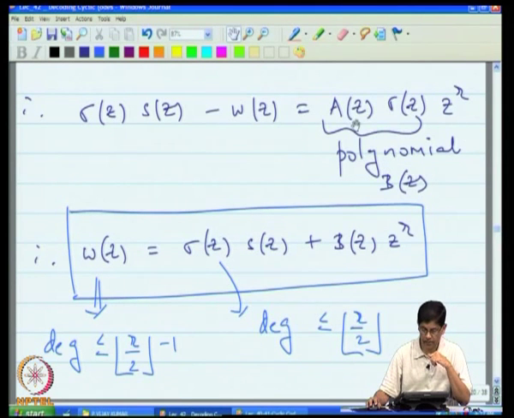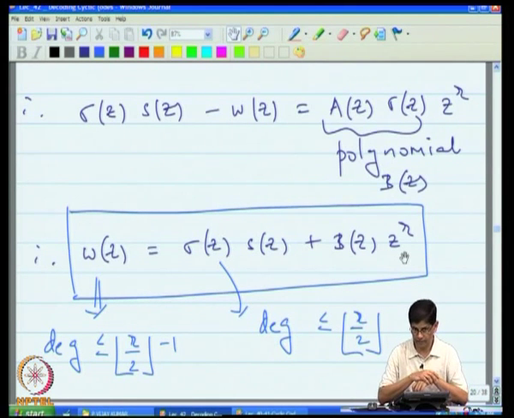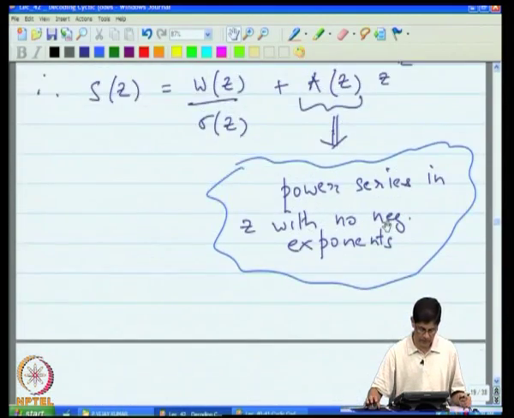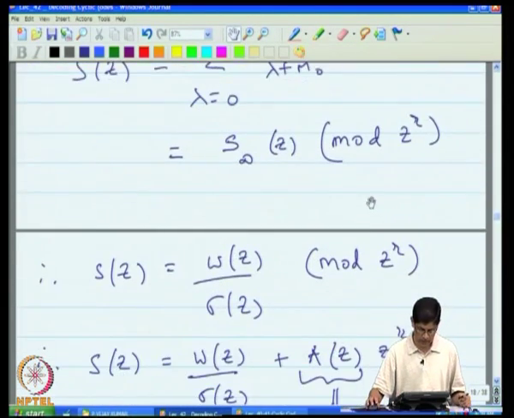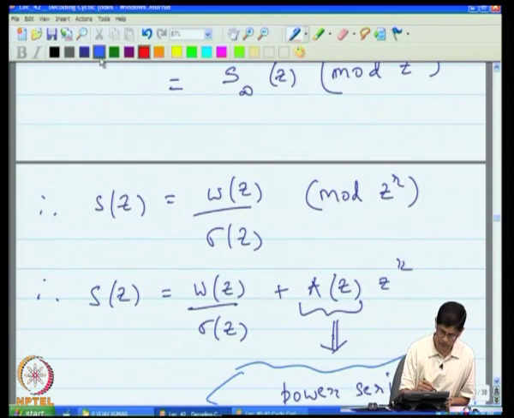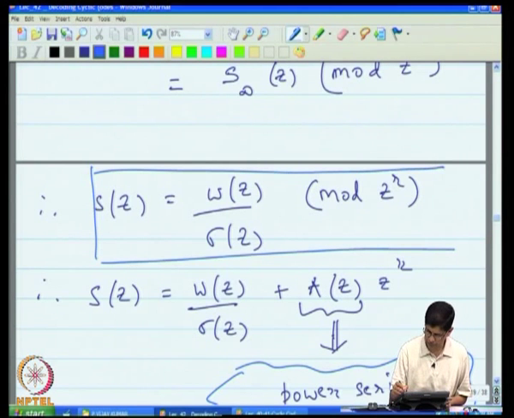Okay. It has only a finite number of terms simply because there are a finite number of terms here, and even to begin with there were no negative exponents of z. So, this had only positive exponents of z. So, that makes this a polynomial. So, now I can write omega of z is sigma of z S of z plus b of z times z to the r. Okay. And you can think of this, by the way, this equation here is often called the key equation for decoding BCH codes.